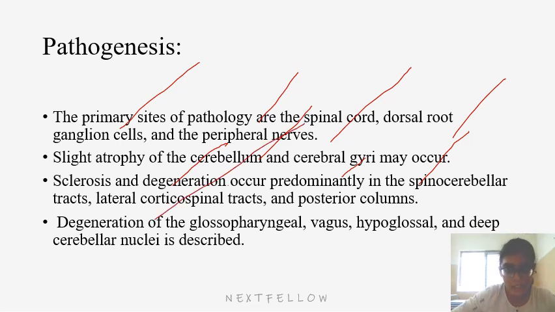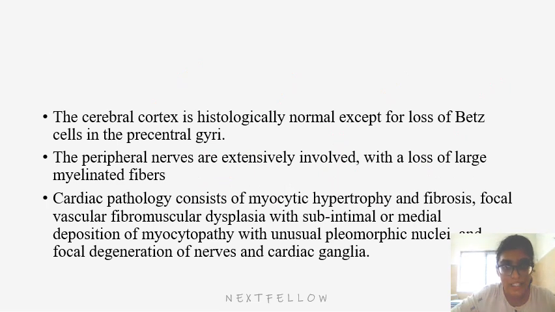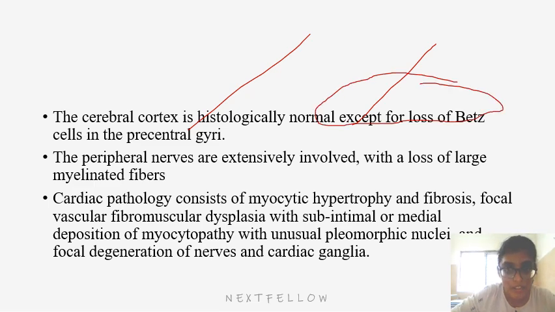Degeneration of the glossopharyngeal, vagus, hypoglossal, and deep cerebellar nuclei is described. The cerebral cortex is histologically normal except for loss of Betz cells in the precentral gyri, very important MCQ. The peripheral nerves are extensively involved, with loss of large myelinated fibers. Cardiac pathology consists of myocytic hypertrophy and fibrosis, focal vascular fibromuscular dysplasia with subintimal or medial deposition, and focal degeneration of nerves and cardiac ganglia.